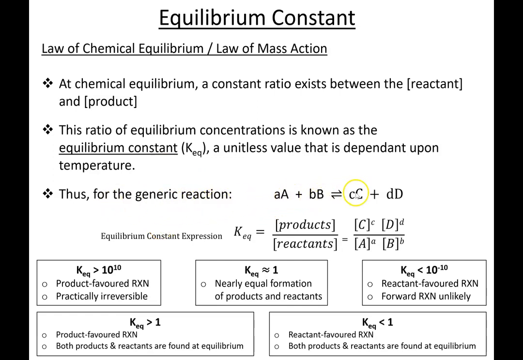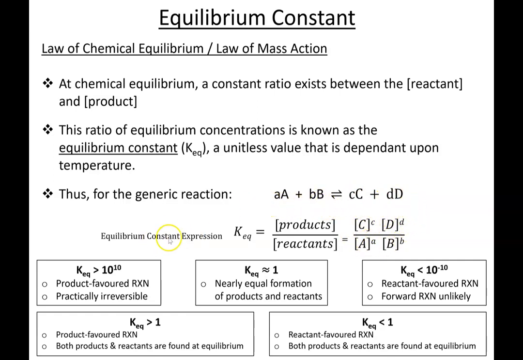A plus B produces C and D. Notice the lowercase letters. Those lowercase letters represent coefficients from the balanced equation. So when you deal with the equilibrium constant, KEQ, you must always remember to balance your chemical equations, otherwise you'll be missing out on these pieces of information that are vital to the equilibrium expression.